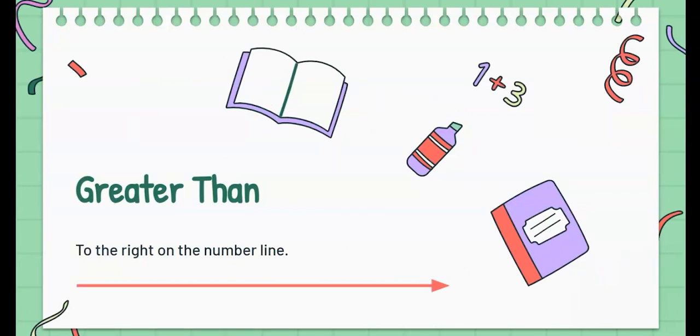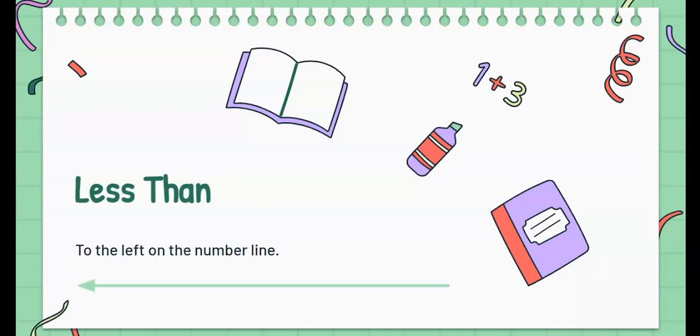Let's extend our understanding of the words greater than. So in the last video, we talked about how if you are going to the right on the number line, you are going in the direction of greater than. And with less than, when you're going to the left on the number line, you're going in the direction of less than. This is going to be really important when we start looking at how to graph these inequalities.